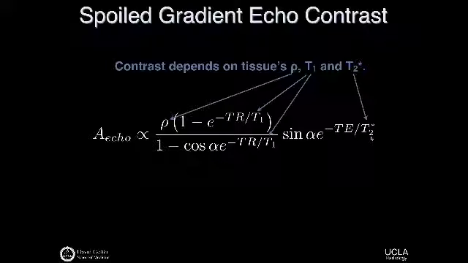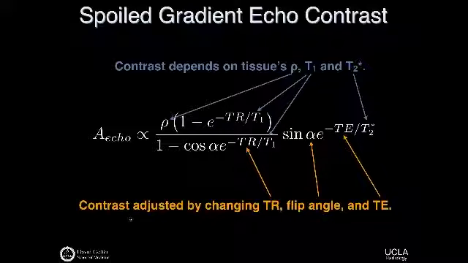But it also depends on things that we control. So we don't control the tissue properties, right? Patients show up as they are. But we do control contrast in the image by adjusting the TR. So you see the TR showing up. And TR is always linked to T1. We can also control the TE. TE is always linked to T2. You'll never see TE and T1 going together. So TE is linked to T2, and in this case, T2 star.